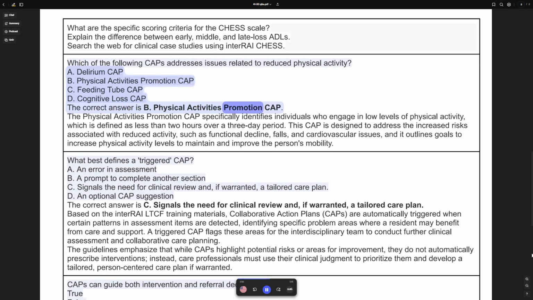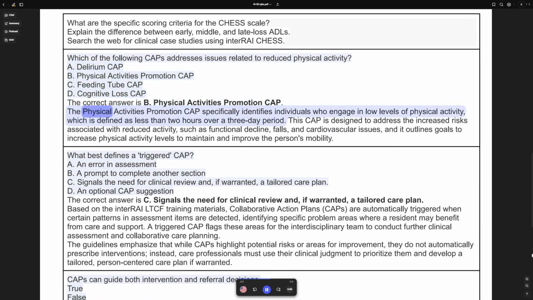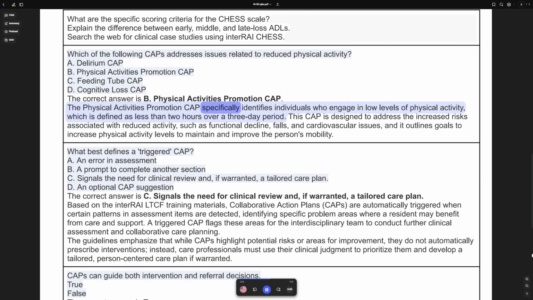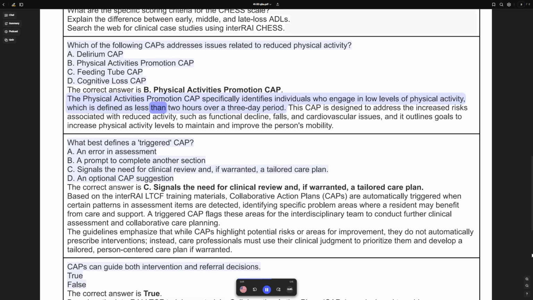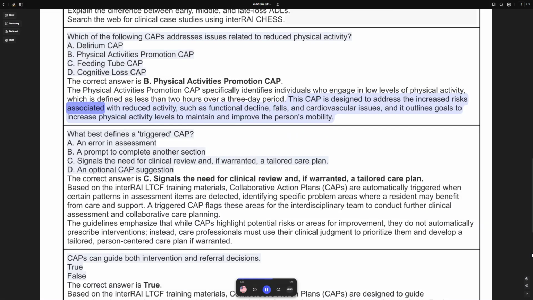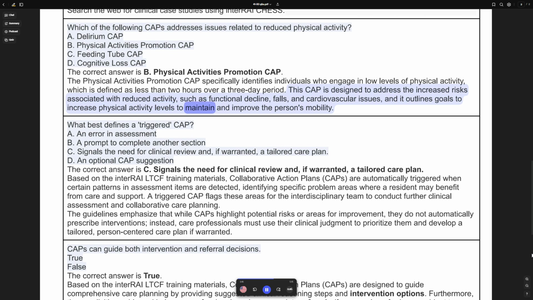Physical activities promotion CAP. The Physical Activities Promotion CAP specifically identifies individuals who engage in low levels of physical activity, which is defined as less than 2 hours over a 3-day period. This CAP is designed to address the increased risks associated with reduced activity, such as functional decline, falls, and cardiovascular issues, and it outlines goals to increase physical activity levels to maintain and improve the person's mobility.